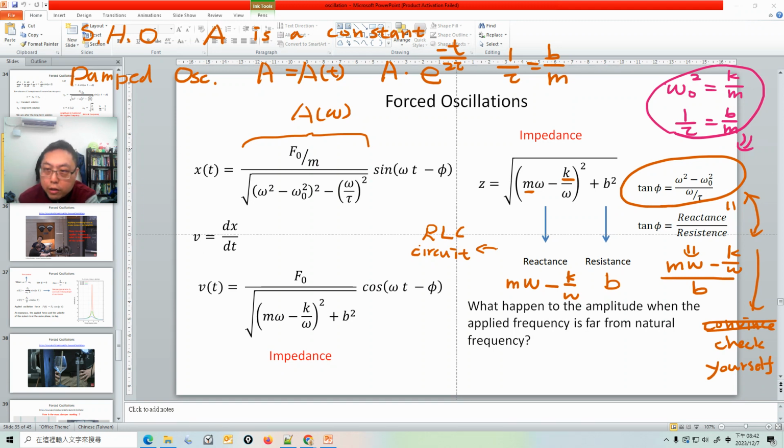The first situation, far from the natural frequency, is that your omega is way smaller than omega zero. In this situation, what's your amplitude? Right now, just discuss the amplitude function. This term, then this term. The amplitude function is a function of omega. If omega is much less than omega zero, what will happen?